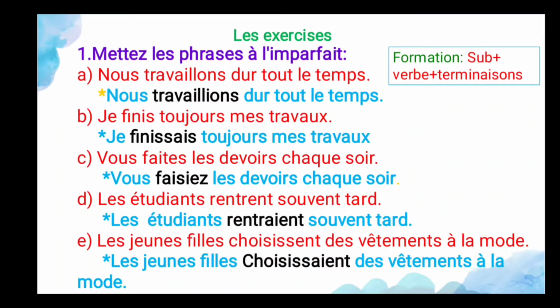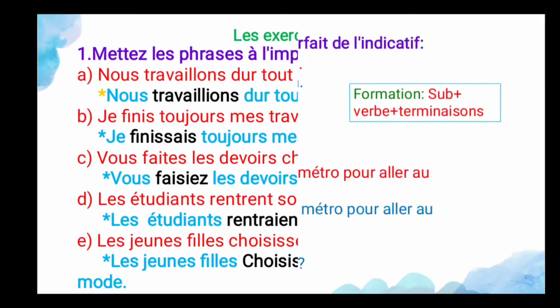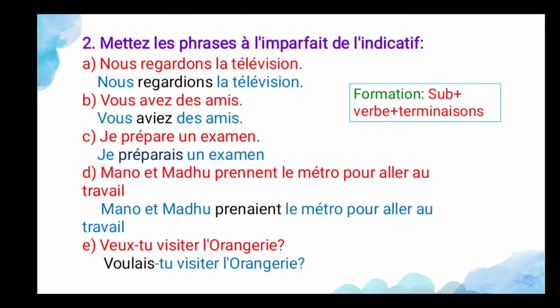Endings: AIS, AIS, AIT, AIT, AIONS, IONS, IEZ, AIENT, AIENT. These are the endings for the imperfect. Second, mettez les phrases à l'imparfait de l'indicatif. So here also, put the sentence in the imperfect tense, that is, from the present tense. Nous regardons la télévision. Here we watch the television. The verb is regarder, to watch, and the answer is: we were watching TV, that is, nous regardions la télévision.